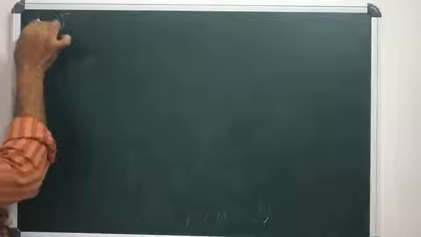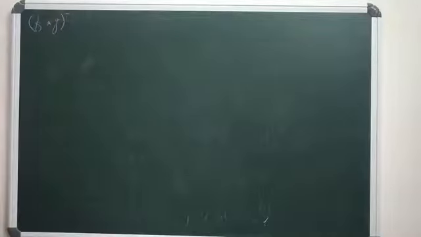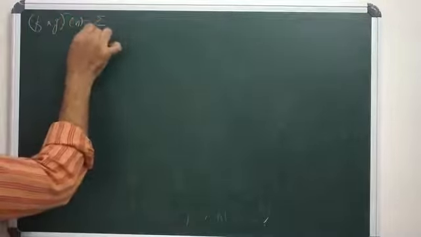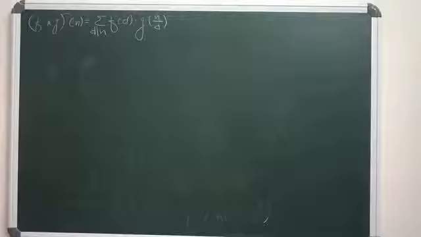Now come to the multiplicity of Dirichlet products. What is the Dirichlet product? Let f and g be any two arithmetic functions. Then f star g of n is defined as the sum over d dividing n of f of d times g of n by d. This is the Dirichlet convolution or Dirichlet product of arithmetic functions f and g.